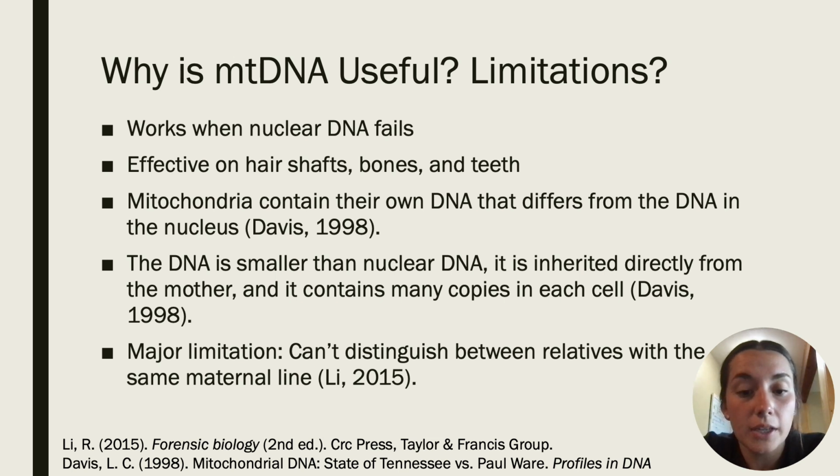And so the DNA in the mitochondria is a lot smaller than the DNA in the nucleus, and it is inherited directly from the mother and contains many copies per cell. This also came from the case file written by Davis. But a major limitation of mitochondrial DNA is it cannot distinguish between relatives within the same maternal line. So this makes it difficult to determine the difference between, like, two siblings' DNA or people who share the same mother. And this information came from the textbook.